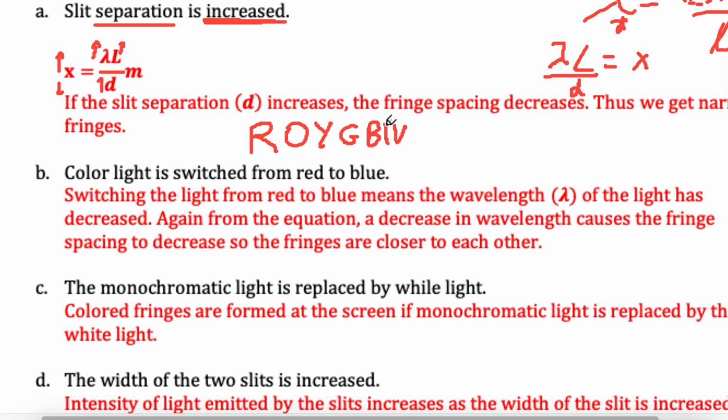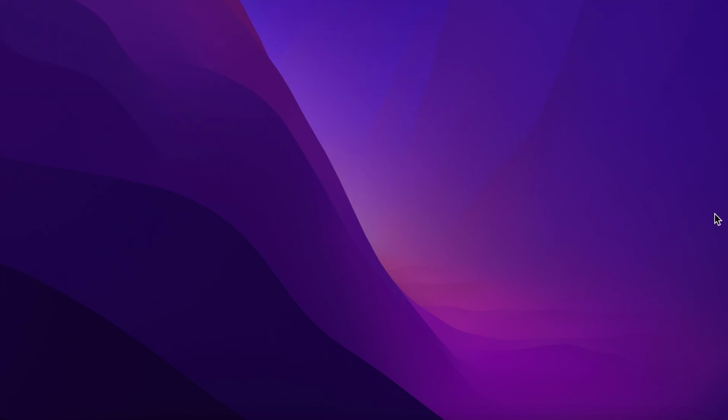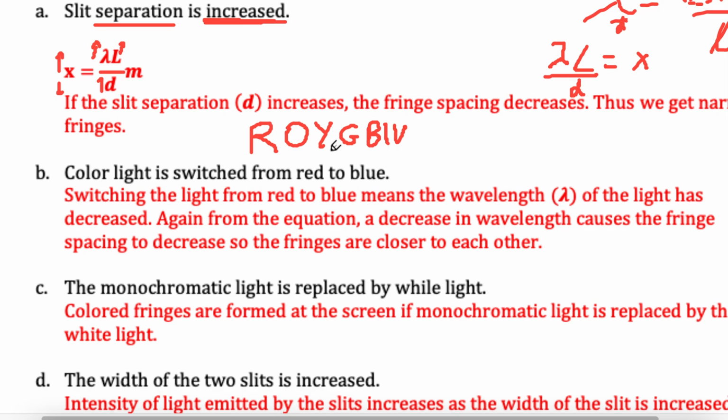Many people forget what indigo is. That's just purple. So like there, purple. Okay, so what am I doing? Yes, this is a high wavelength and this is a low wavelength. So if I switch from red to blue, I am going from red that way to blue over here. My wavelength is decreasing.